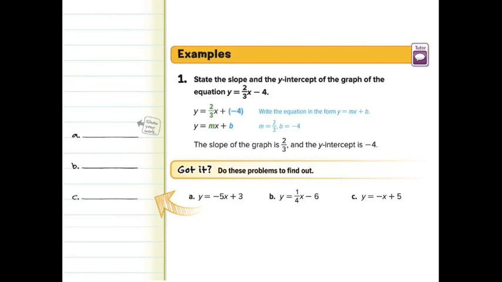All right, now let's take a look at an example. Number 1: state the slope and the y-intercept of the graph of the equation y equals 2/3 x minus 4. Now if we look at their first step here, they did our adding the opposite, so that instead of 4, my b is a negative 4. So the m is 2/3, b is negative 4. Slope is 2/3, y-intercept is negative 4, or 0, negative 4 would be what I would expect.